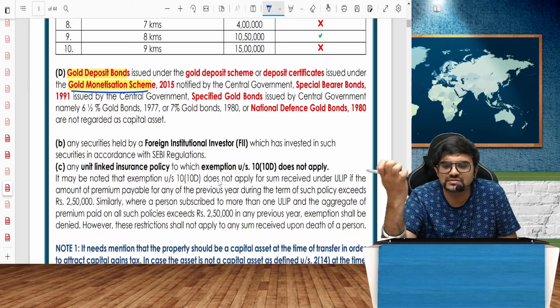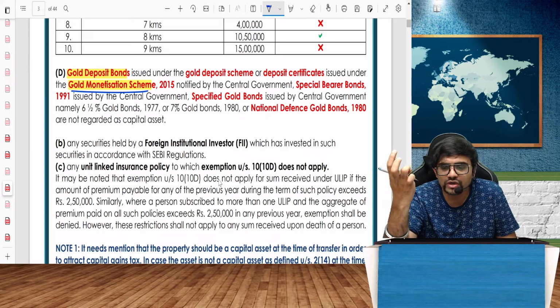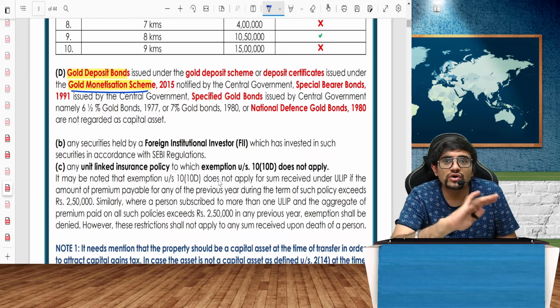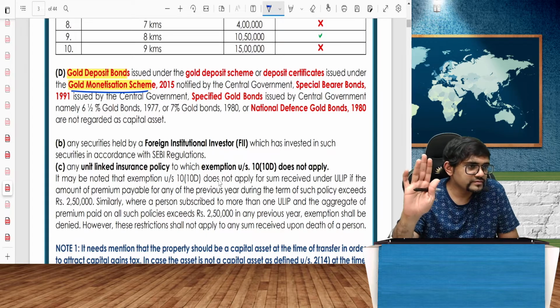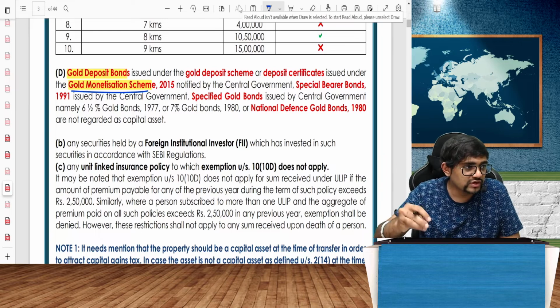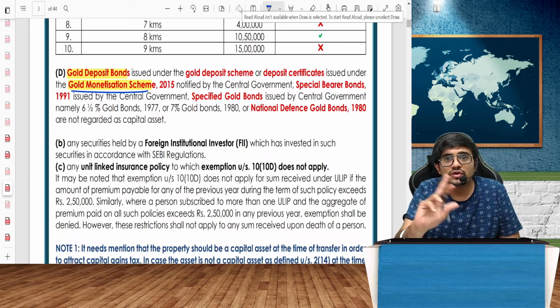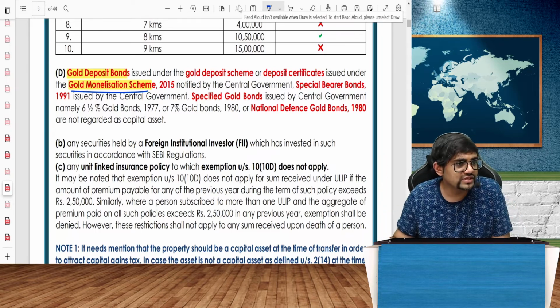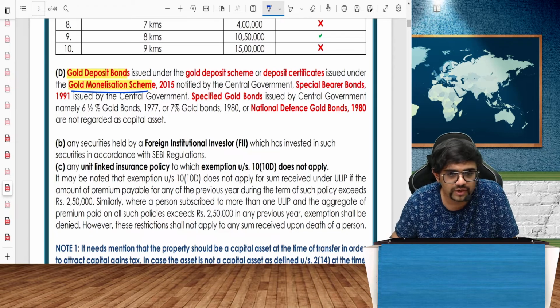Gold monetization scheme, specified gold bonds, bearer bonds, national defense gold bonds, all these things are not called what? Capital asset. Understood? I am trying to insert the logic also so that you'll remember. No mugging up of any of these things. Everything has logic. Okay? Yes or no? All of you, come on.